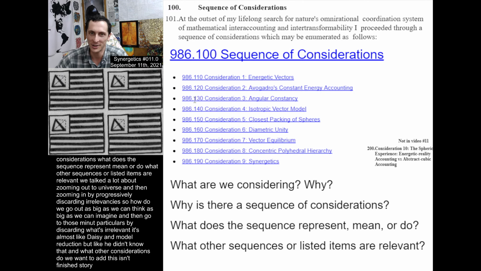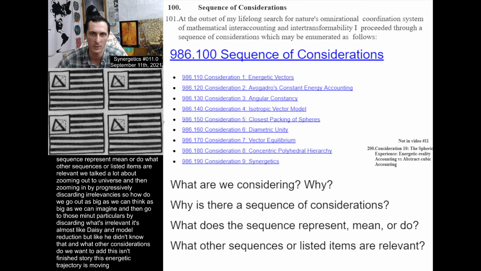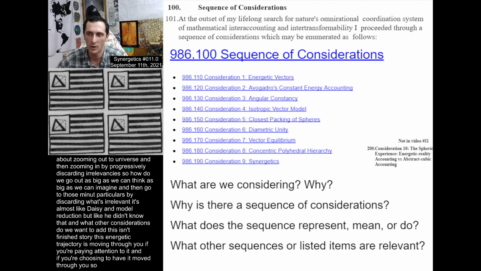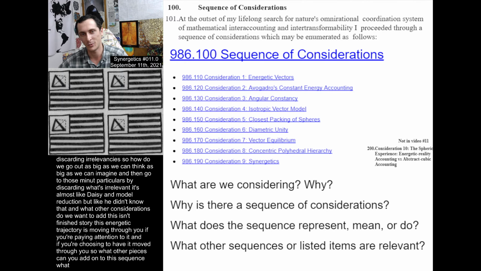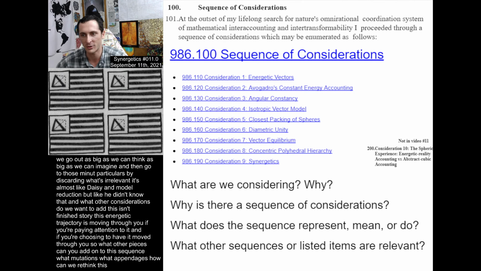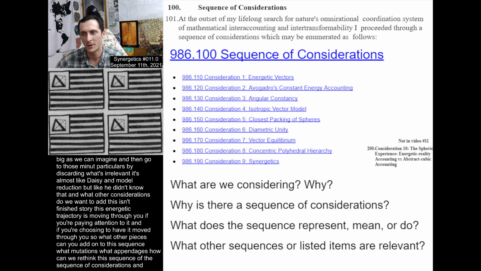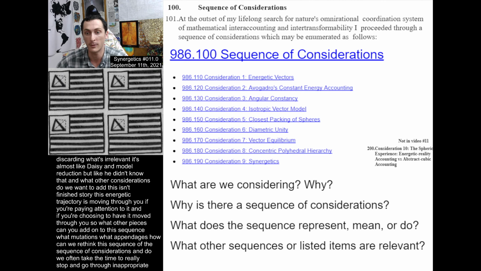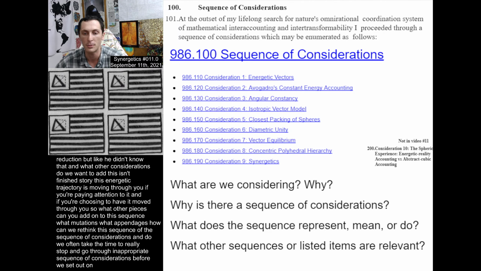The synergetic trajectory is moving through you if you're paying attention to it and if you're choosing to have it move through you. So what other pieces can we add onto this sequence? What mutations? What appendages? How can we rethink this sequence of considerations? And do we often take the time to really stop and go through an appropriate sequence of considerations before we set out on a conversation or a project?